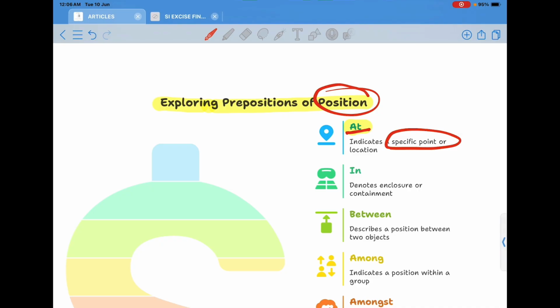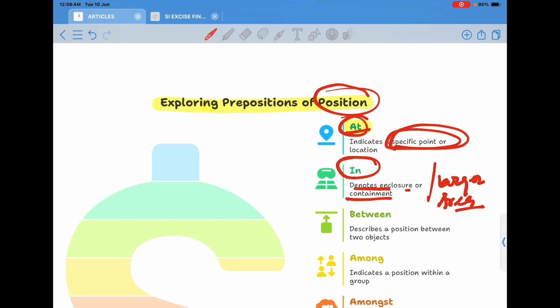For example, you are in India. So before India, India is a big place, not a specific place, so you will use in. But if you are saying I am at Delhi, it means within India, where are you? You are in Delhi. So in that situation you will use at. So basically at indicates a specific point of location. Next is in. It denotes enclosure or containment. What does it mean? Basically it refers to a larger area. For example, in India. He lives in Bombay.